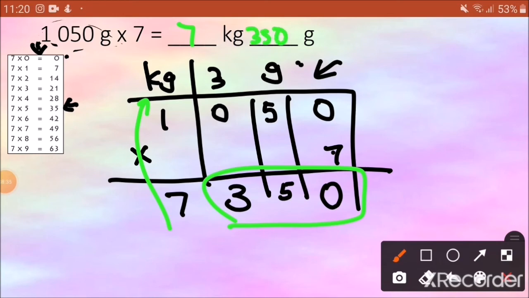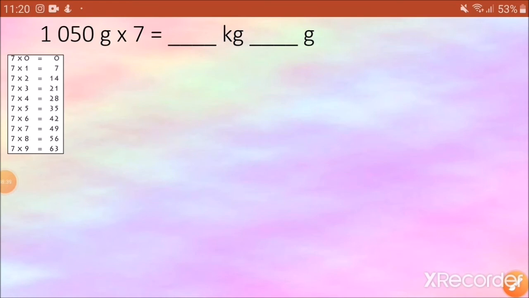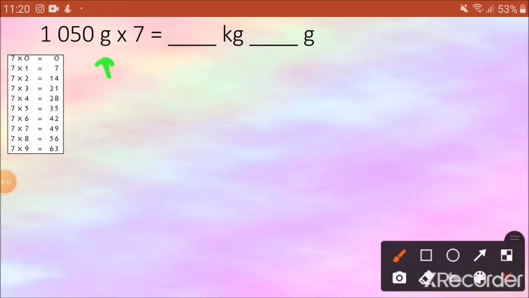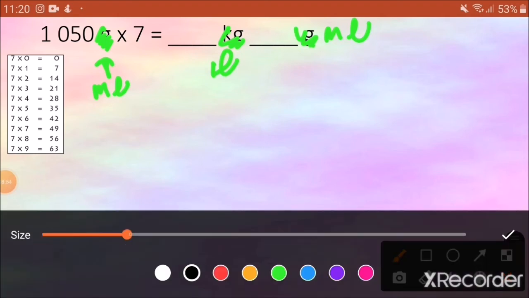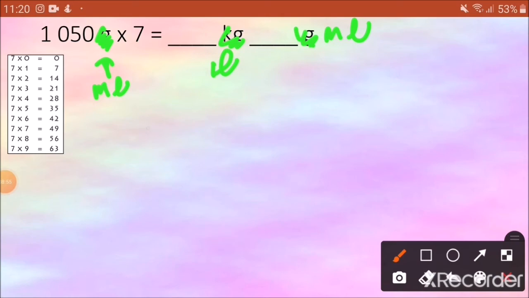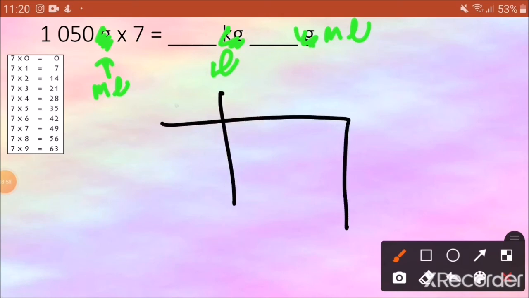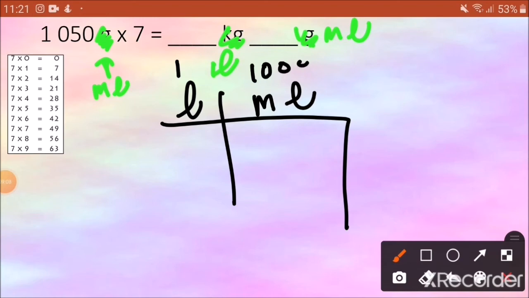So if let's say the question here is ml, normal gram, and here is liter and ml, we are still going to do the same thing. So something like this, L and ML. So same, 1 liter is equal to how many ml, my dears? 1000. Very good.